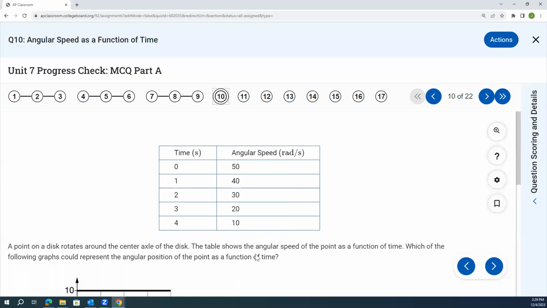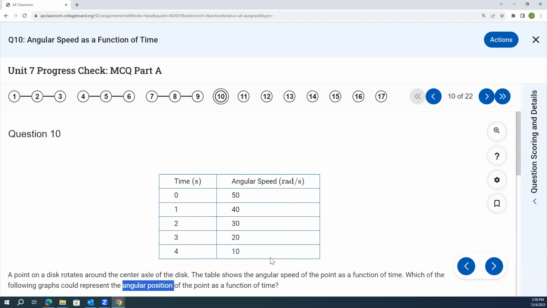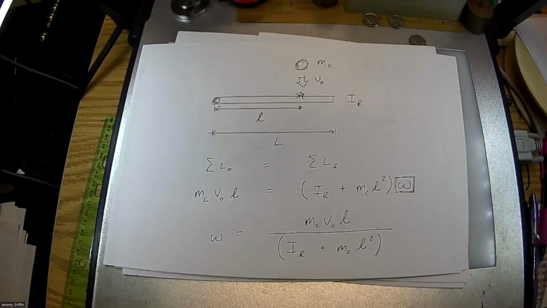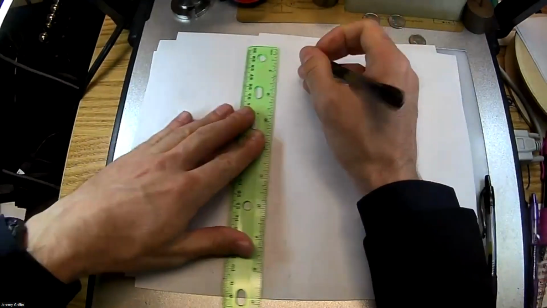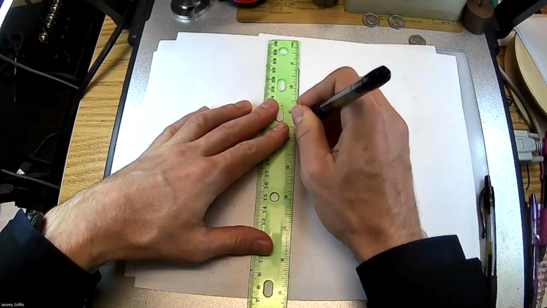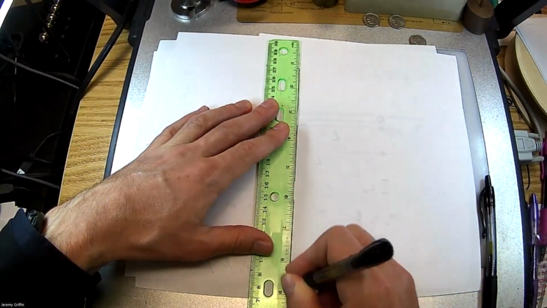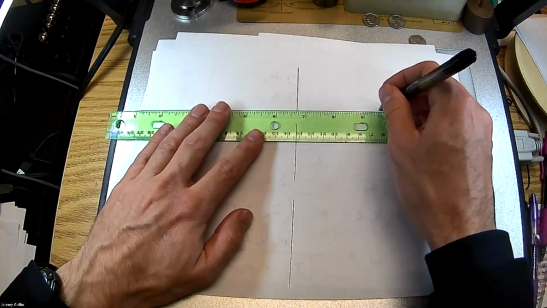I forget what the question is, though. Let's check it out. The table shows angular speed as a function of time. Which graphs could represent angular position as a function of time? Right. So they went the other way with that. Let's do another one of these sets of graphs. We're going to do all 3 graphs right here. Since you guys got your notes open, you draw these 3 graphs while I'm drawing these 3 graphs for that scenario: theta versus t, omega versus t, alpha versus t.